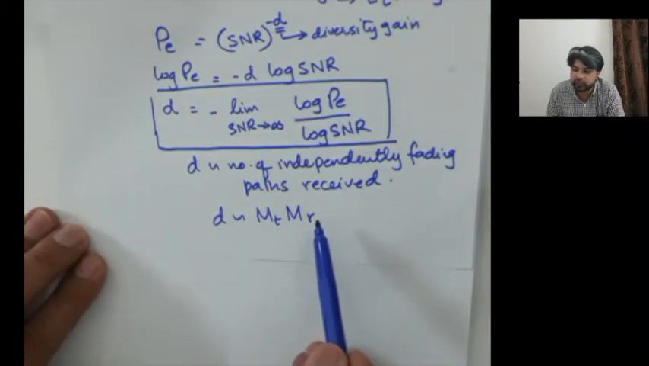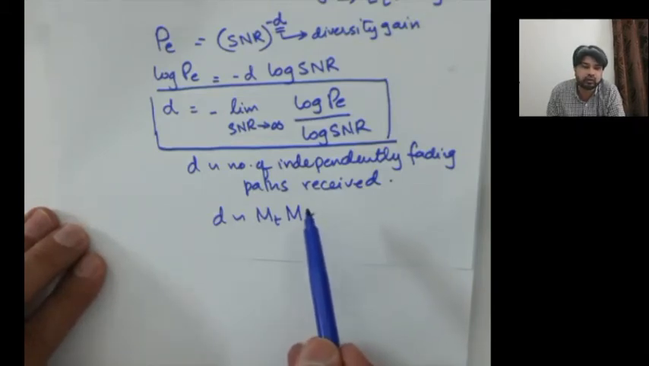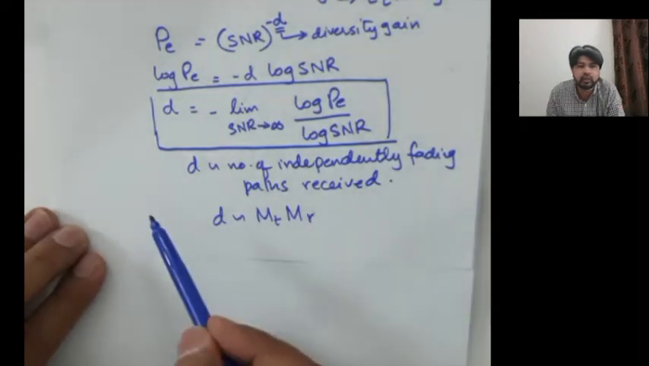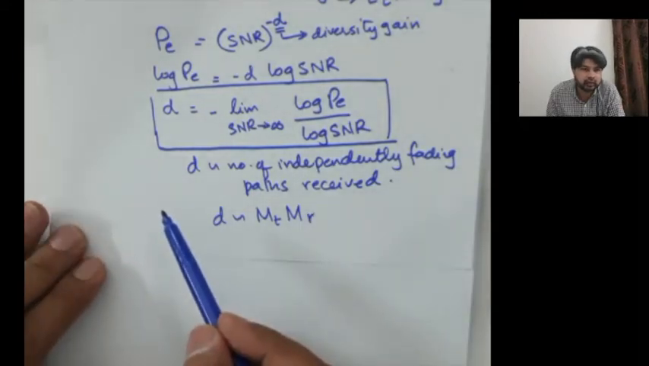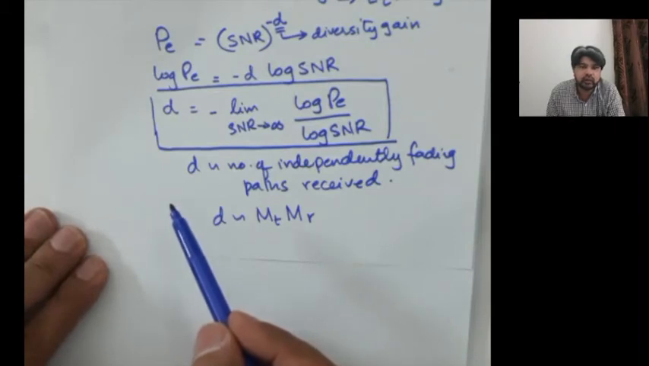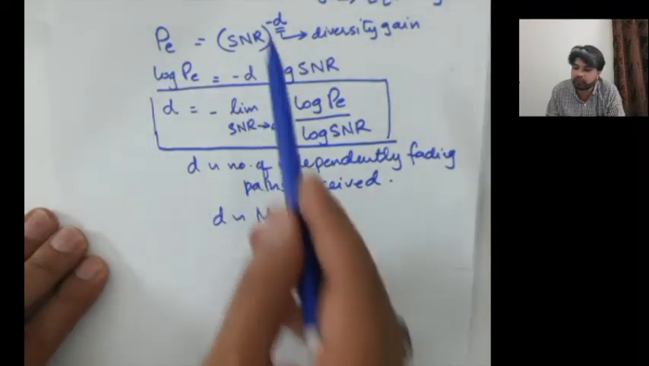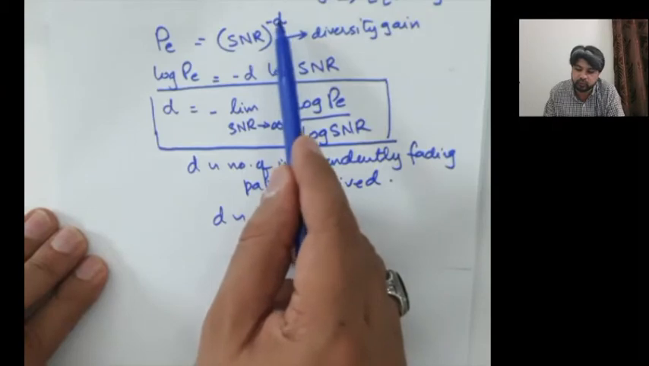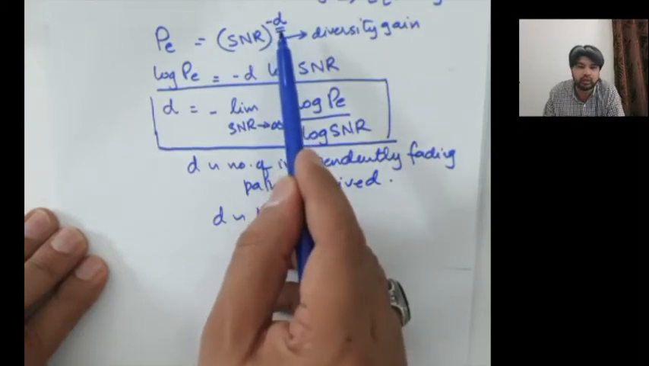So the higher the number, for example, the optimal scheme that we used for diversity combining was maximum ratio combining, and we said that as we increase the number of branches, your curves shift towards the left. So as we increase the number of branches, your bit error performance improves, which was proportional to the number of independently fading branches.